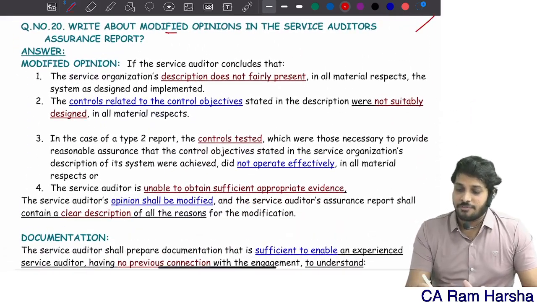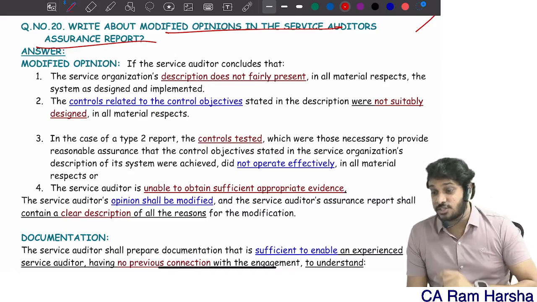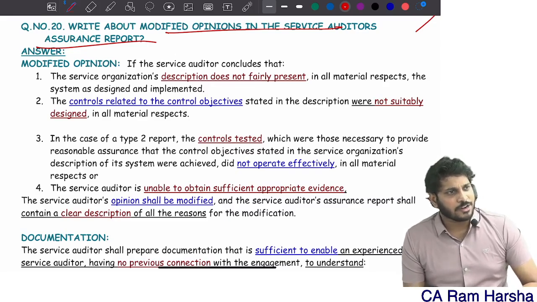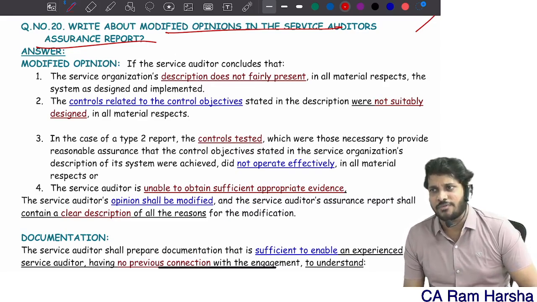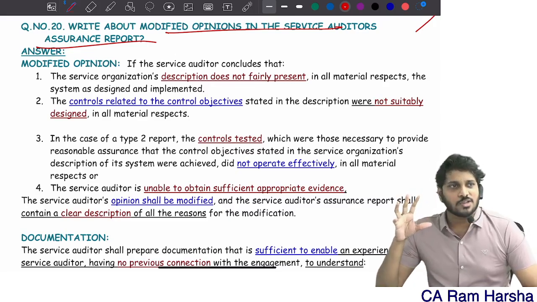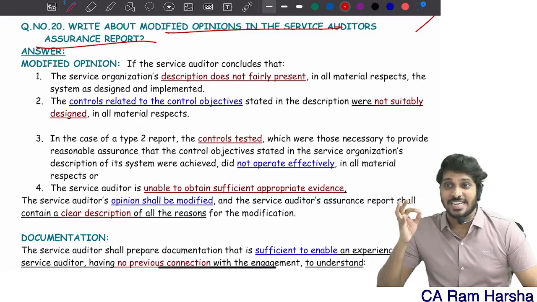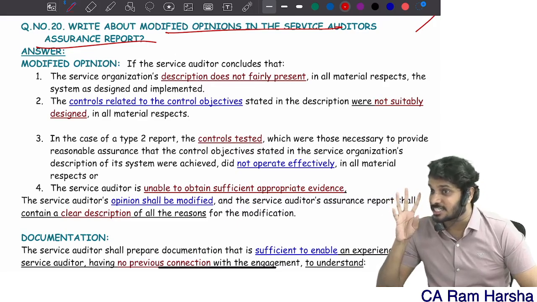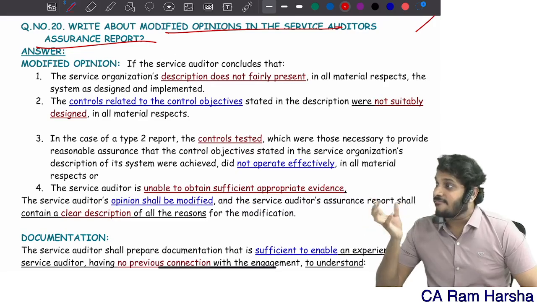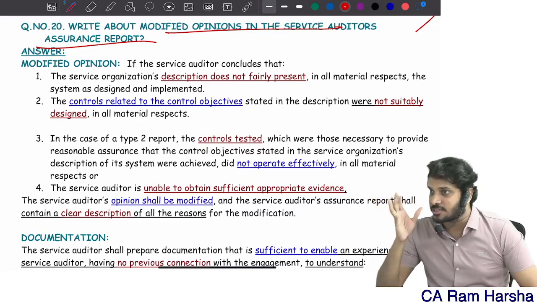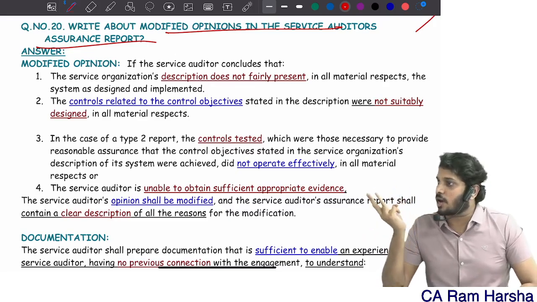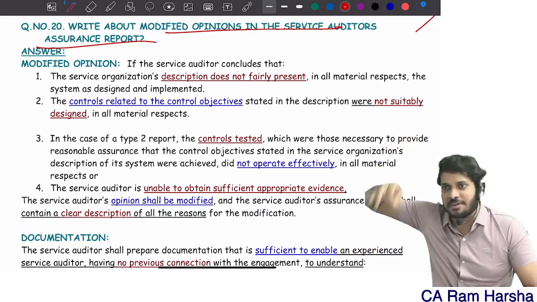Write about modified opinion in the service auditor's assurance report. Will a service auditor give a modified opinion also? Obviously, just like us, he will also give a modified opinion. See, what is his objective? His objective is to obtain reasonable assurance whether the description of the system by the management is the real system that they designed and implemented, whether the description of control objectives and controls that they implemented is suitable, and third, whether the controls are operating effectively or not.